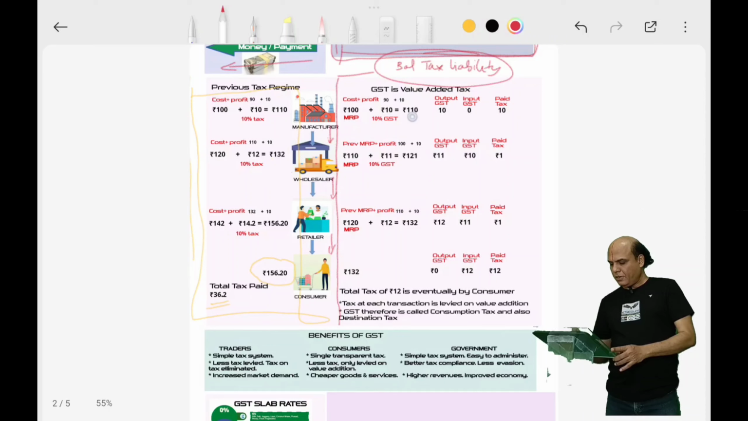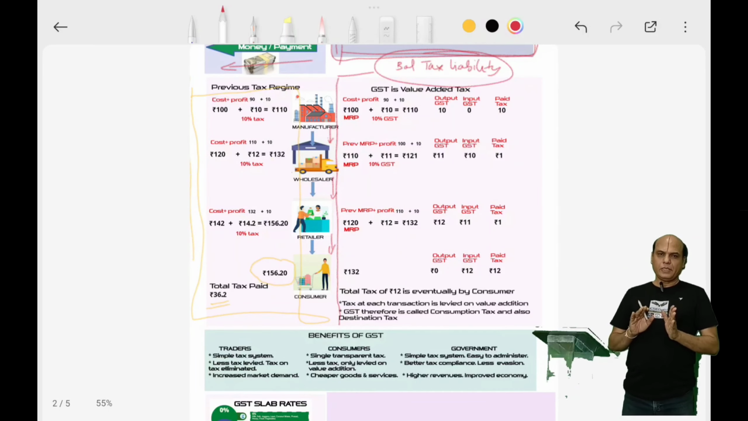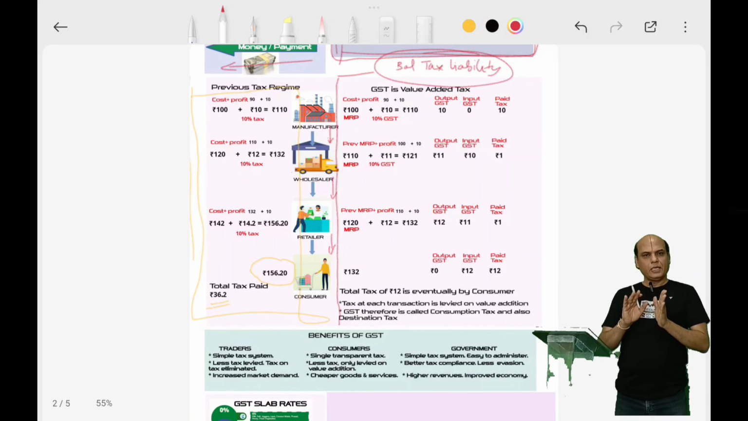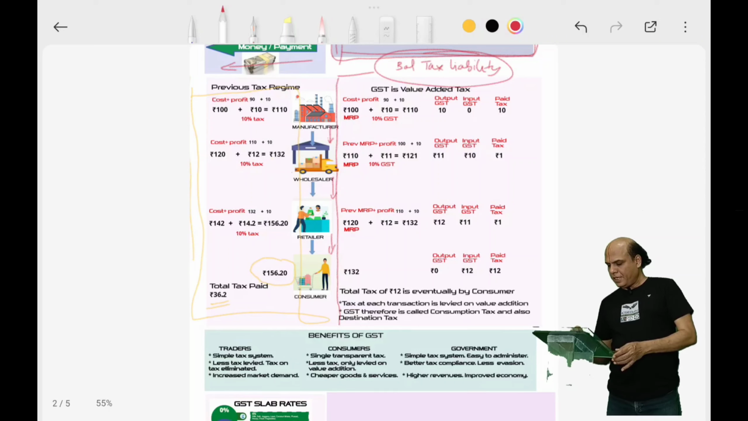Okay. Now this 110 is the MRP. So here, see, in case of GST, the MRP keeps on changing. It is the same here also, but here if you see, 100 rupees was the previous MRP. Now the wholesaler wishes to earn another 10 rupees as his profit. So he will add 10 rupees to this 100. So the new MRP is 110.